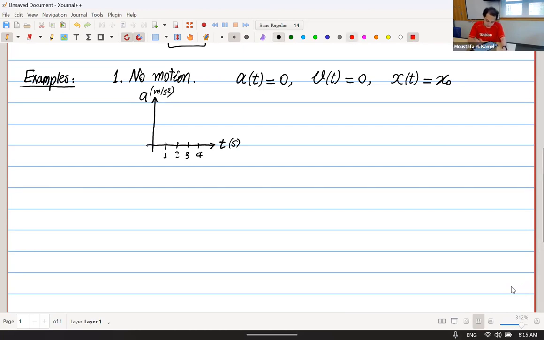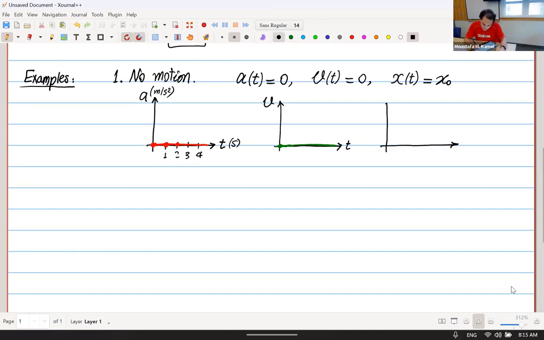My acceleration is 0 at any moment, so it's just started at 0. After 1 second, it's 0. After 2 seconds, 0. So it's just a line here at 0 value. Velocity is exactly the same way. It will also be a line at 0 value.